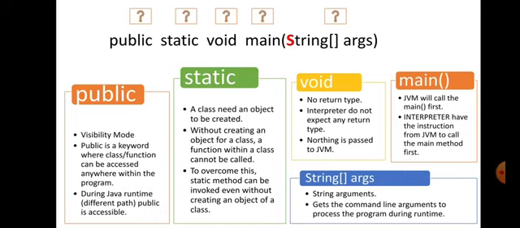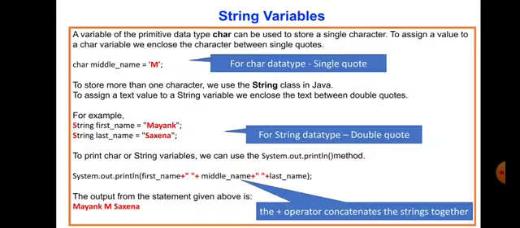We have learnt why this method has so many keywords. One is public, one is static, what is void, what is a main function, what is string args. Now next we will move on to string variables. A variable of a primitive data type. Primitive data type, as I told you, has only one value.